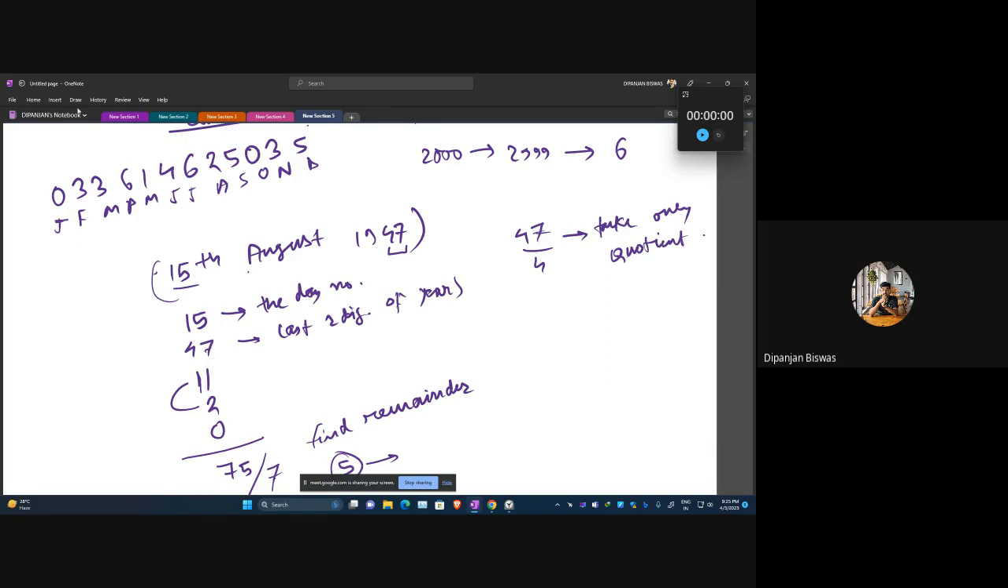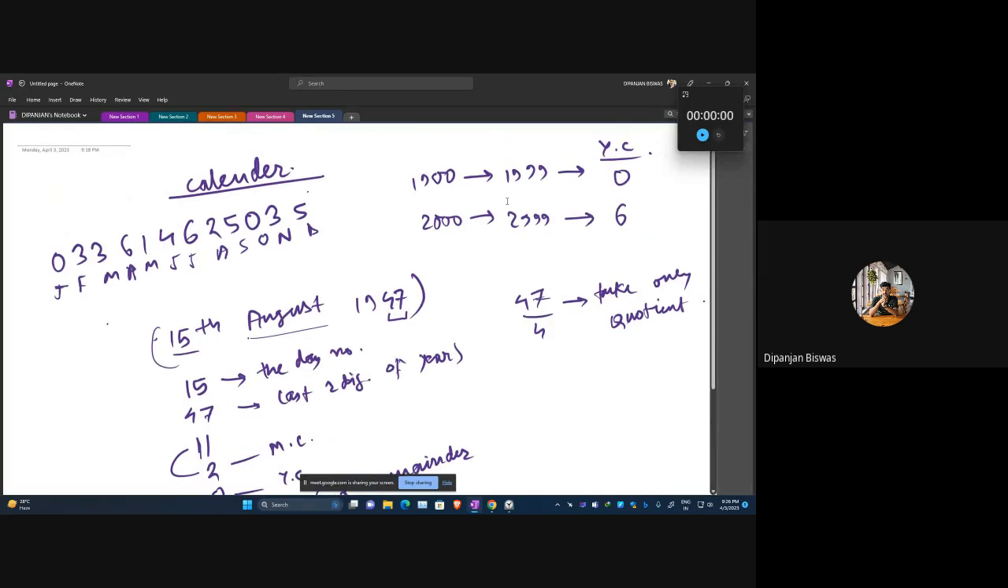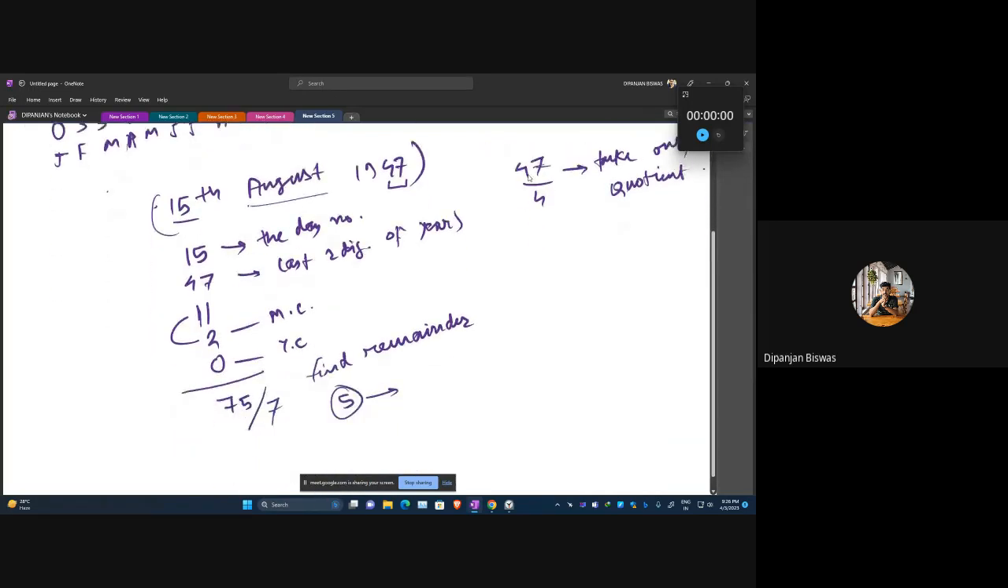So just divide the last 2 digits of the year with 4 and take the quotient. Now what is 2? 2 is the month code, and 0 is the year code. Month code of August, we have already written all the month codes in here. As you can see, January, February, March, April, May, June, July, August. So August month code is 2, so we have written 2. And for all the years from 1900 to 1999, we have year code as 0. So 1947 comes in that, so we have written year code as 0.